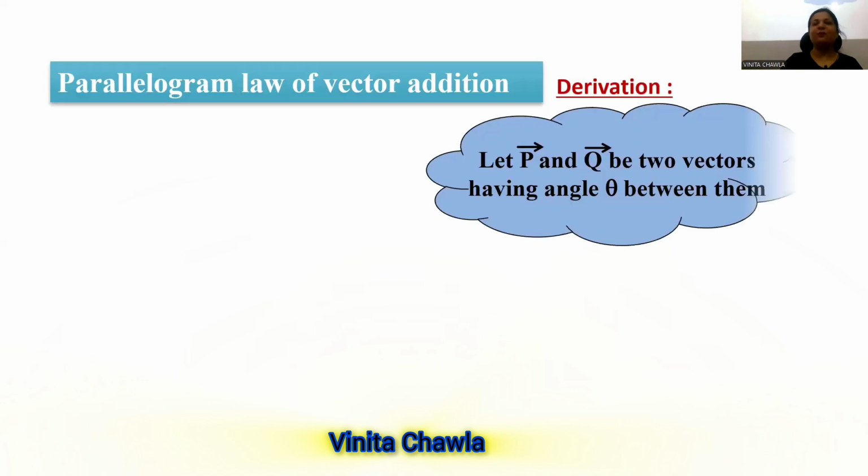So how do we derive the parallelogram law of vector addition? The derivation is similar to the one we did for the triangle law of vector addition. The same way we can do it for the parallelogram law of vector addition. So let vector p and vector q be two vectors having angle theta between them.